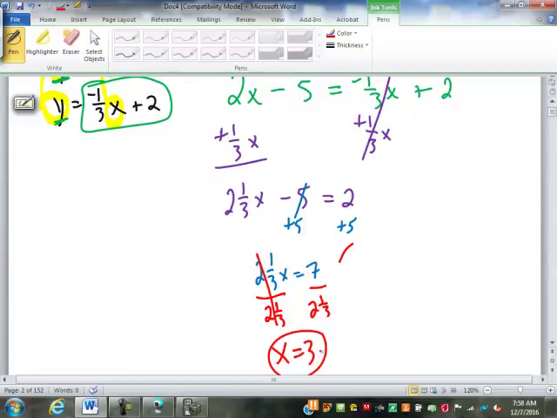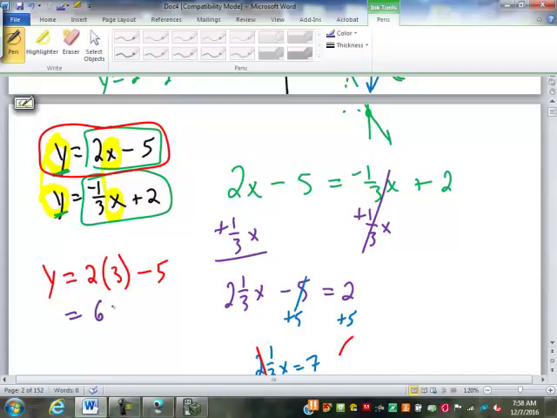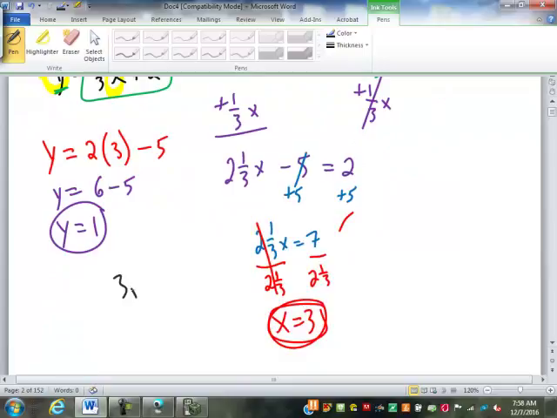Now that I have x equals 3, I can go back to one of my original equations and find y. I'm going to use the top one here since there's no fractions in it. y equals 2 times x minus 5. Well, I now know that x equals 3. So y equals 2 times 3 minus 5. And that's just order of operations. I have to multiply first. 2 times 3 is 6. Minus 5 is 1. So y equals 1. So that gives me the ordered pair: x is 3 and y is 1. Which is exactly what we got from graphing.